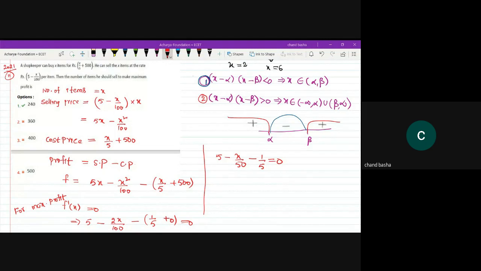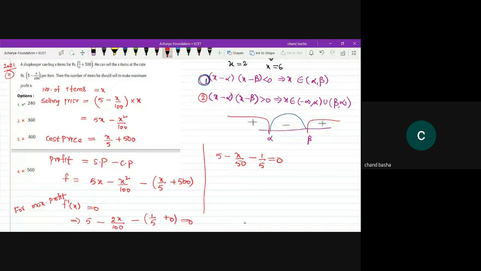Take LCM. You can take LCM and then find the value of x. What is the LCM? 25 minus 1 divided by 5 minus x divided by 50 is equal to 0. 24 by 5 is equal to x divided by 50.